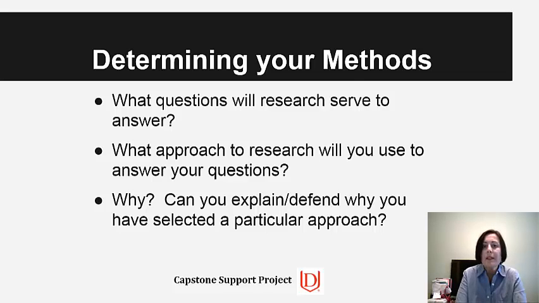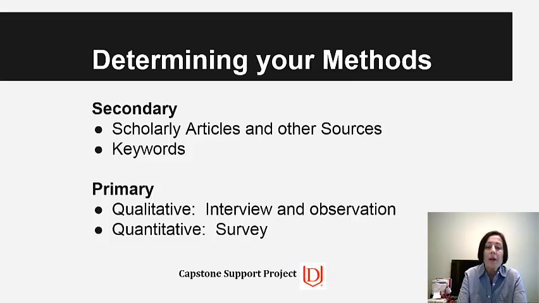What you really need to be able to do when you're determining your methods, and when you're explaining them, which you will have to do in the methods section of your paper, is explain why. You will need to explain and defend why you have selected that particular approach, and you will also need to identify the drawbacks to that approach, whether it be people's ability to be straightforward or your ability to be impartial. As you determine these methods, and again, these are often based on your instructor's requirements.